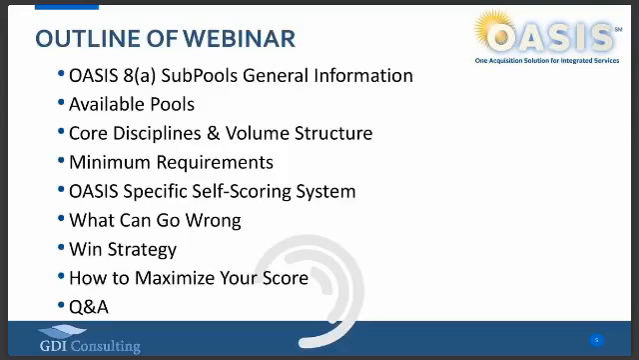OASIS specific scoring system. Every one of these scoring systems is weighted and evaluated differently. So we want to talk about OASIS particularly. What can go wrong? The win strategy, where to focus most of your attention, where to get to be the most efficient and effective, and how to maximize your score. Once you've got the workings of the scoring table, how are you going to take that and apply it to what your own company has to offer? And then finally, we'll end with that Q&A.